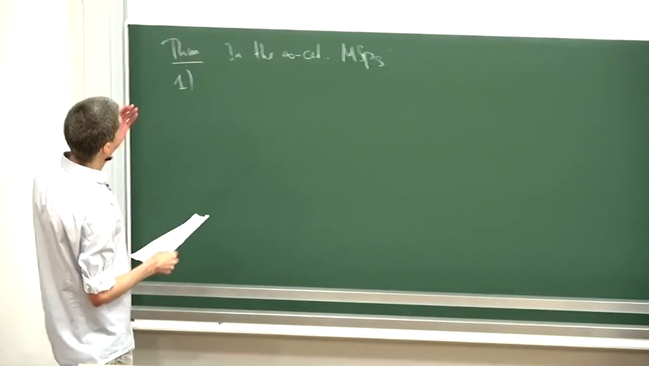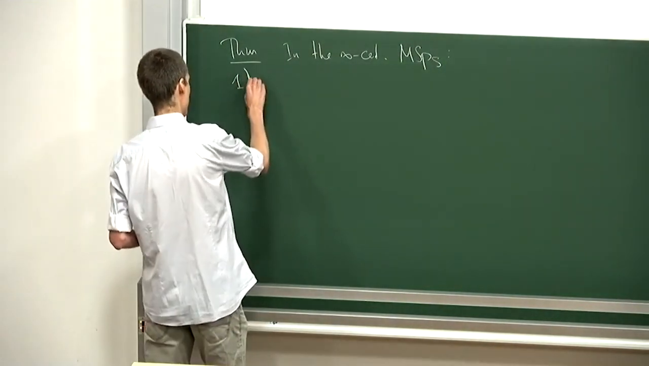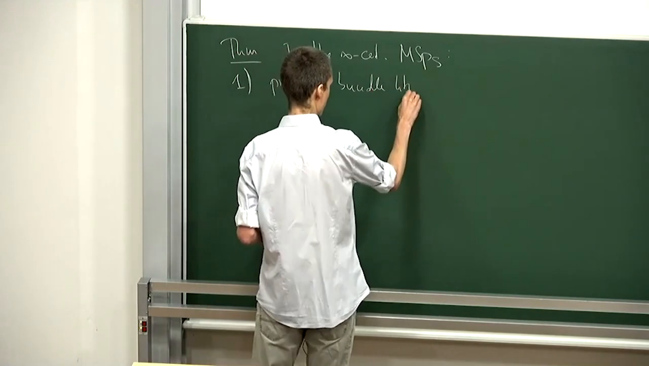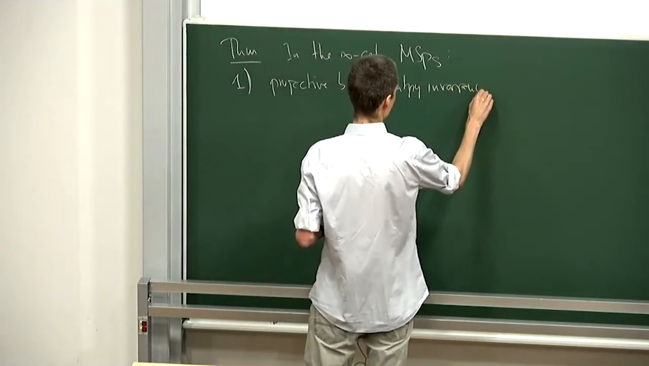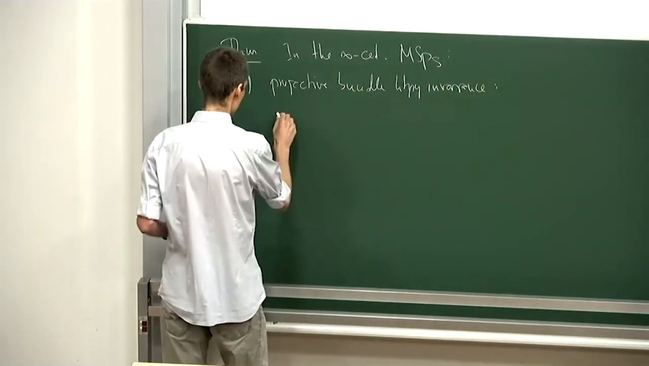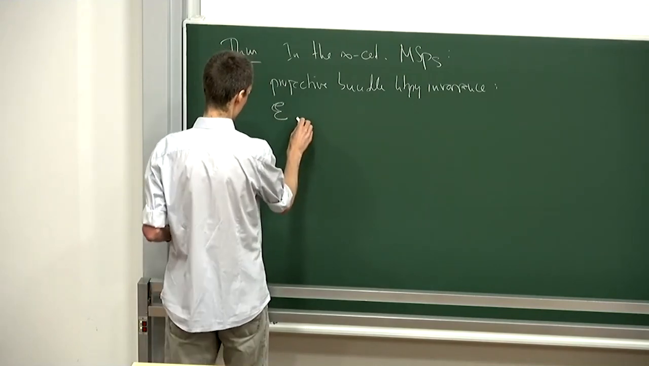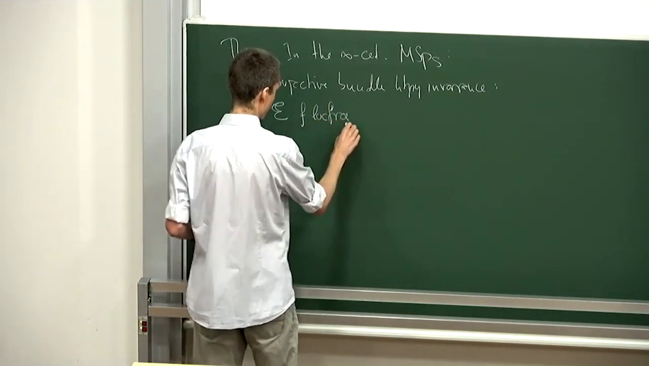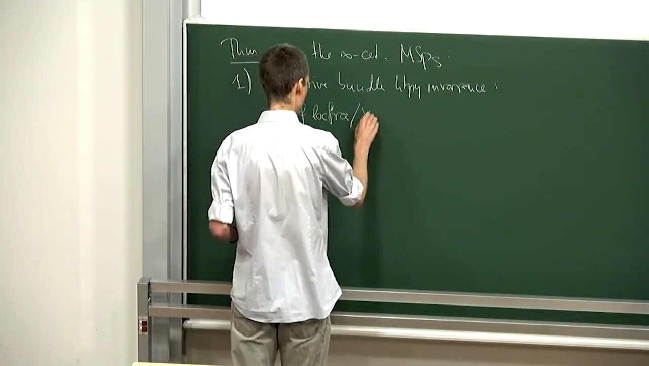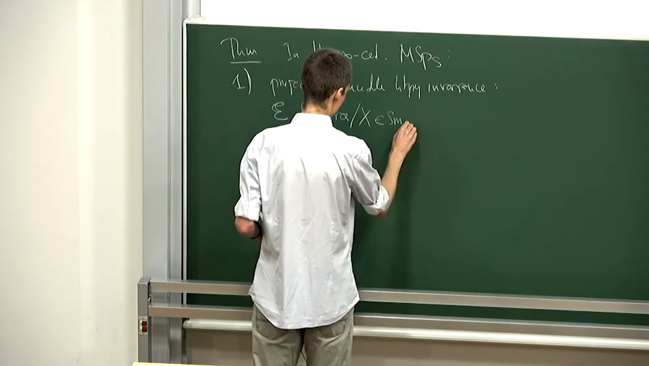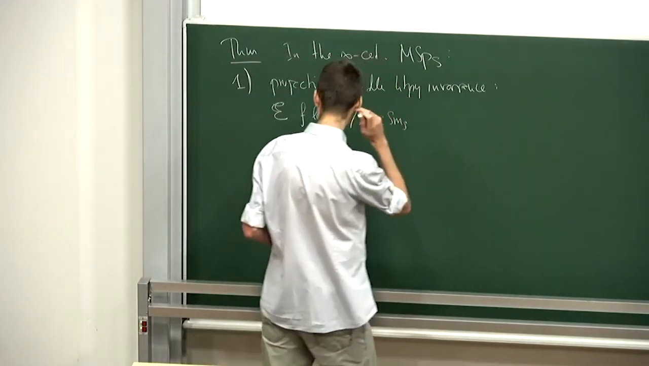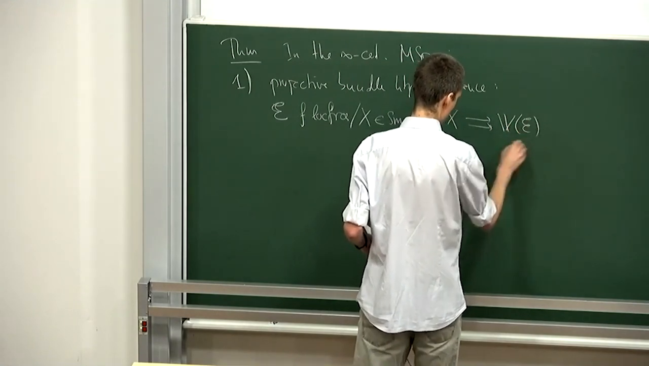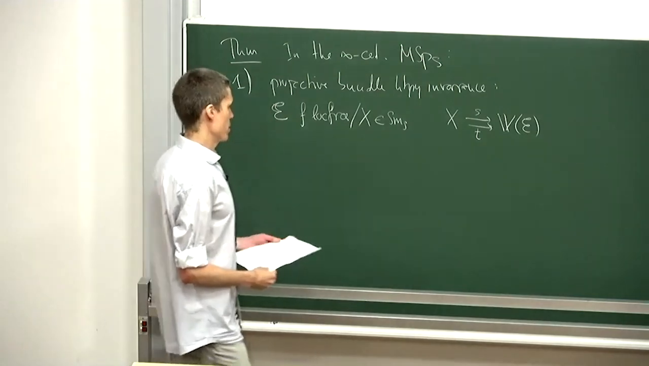So first we have P1 homotopy invariance, but actually something stronger, which is projective bundle homotopy invariance. Okay, this means the following. Suppose E is a finite locally free sheaf on some smooth S-scheme X, and suppose that you have two sections of the associated vector bundle V of E.